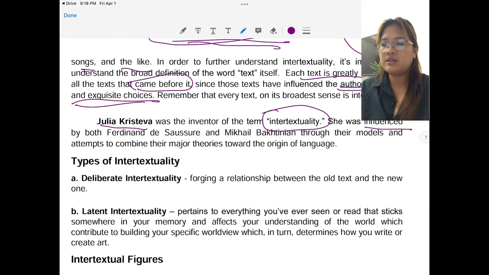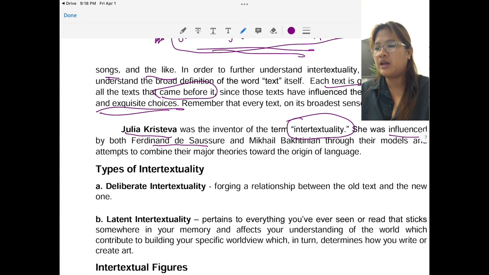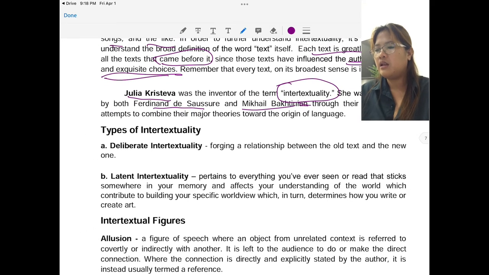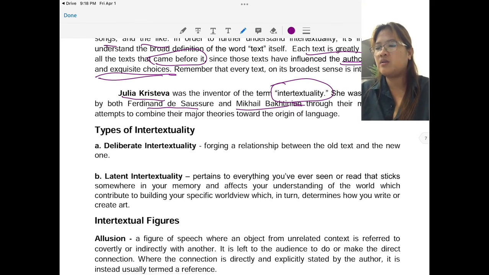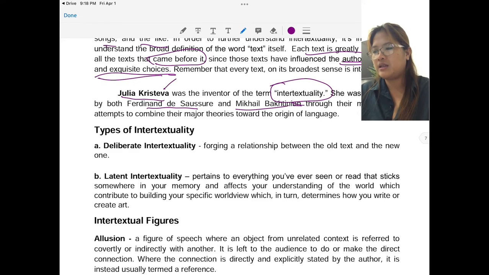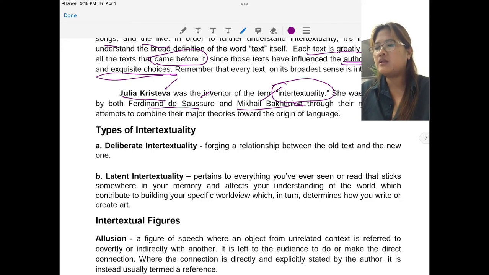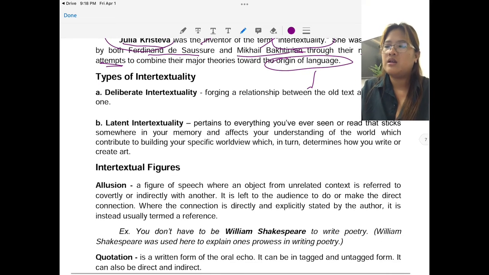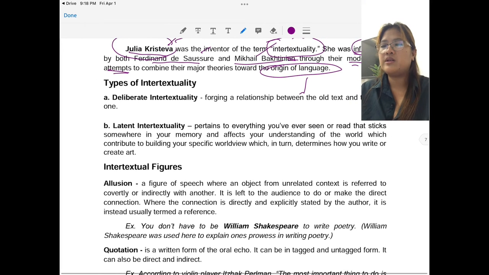She has influenced both Ferdinand de Saussure and Mikhail Bakhtin. It's not Bakhtinian, but Bakhtin, through their models and attempts to combine. She was influenced, again, kasi Kristeva is younger compared to de Saussure and Bakhtin. Okay, she was influenced by their models, their writings, and their attempts to combine major theories about the origin of language. So this was the idea of Kristeva.